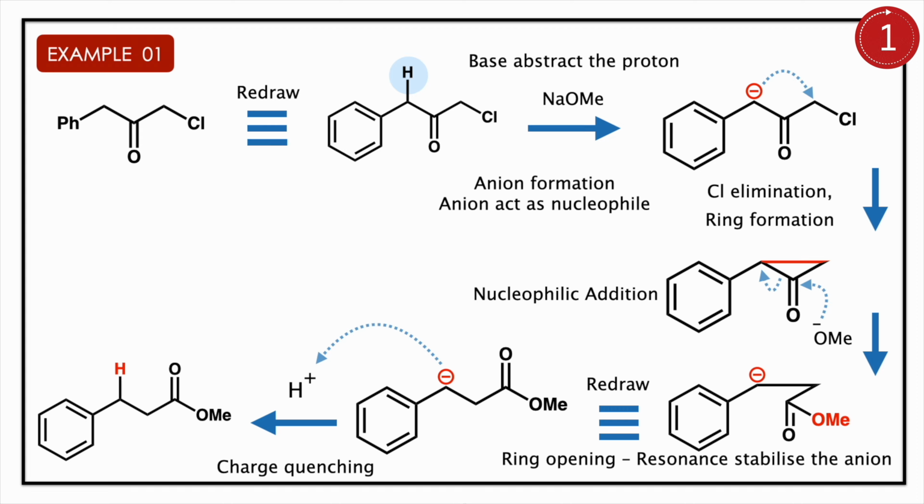Cyclopropanone is unstable. So methoxide attacks, a nucleophilic addition reaction. The anion has to be quenched. For that, the ring opens. If you redraw it nicely, you have an anion. It is quenched by H plus, and you end up with the final product. So the concept you have to learn here is to always draw the molecule with hydrogen as well as functional groups.